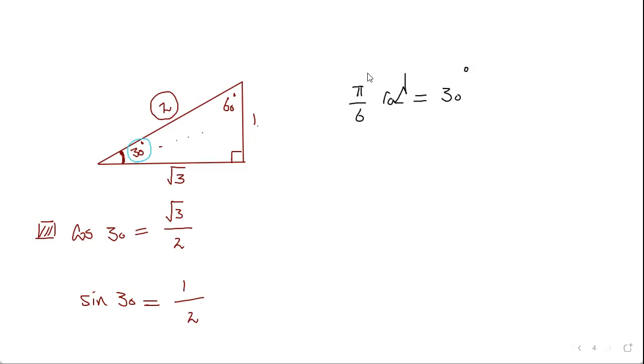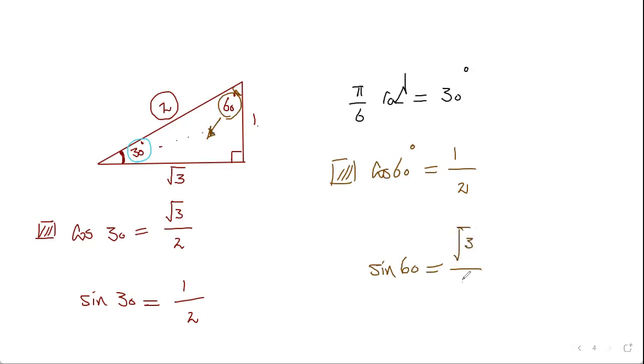Now, if you are curious, you can say, okay, how about the angle 60? What is the cosine of 60? Adjacent, which is 1, over the hypotenuse, which is 2. And the sine of 60, 60 is this. What is the length in front of it? Square root of 3, opposite over the hypotenuse.